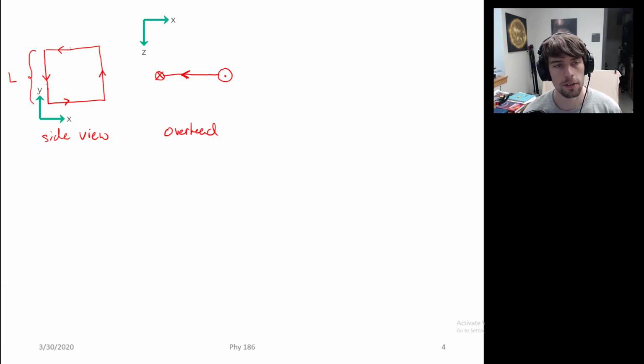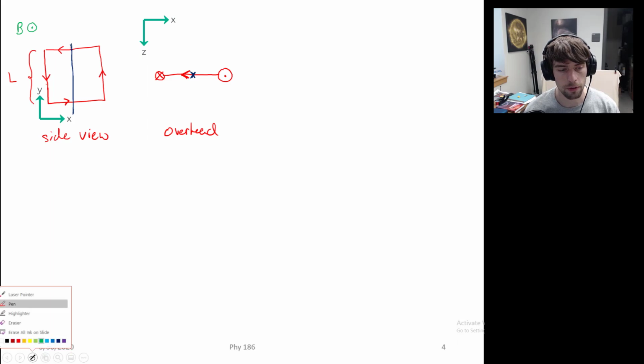Now the next point, I'm going to say that this loop of wire is free to rotate about a pivot point. Say the center. So in the overhead view, I'm going to mark that pivot point with an X. Okay. And the last piece to the setup is this. Let us say for a moment that we have a magnetic field and we'll put it out of the board.